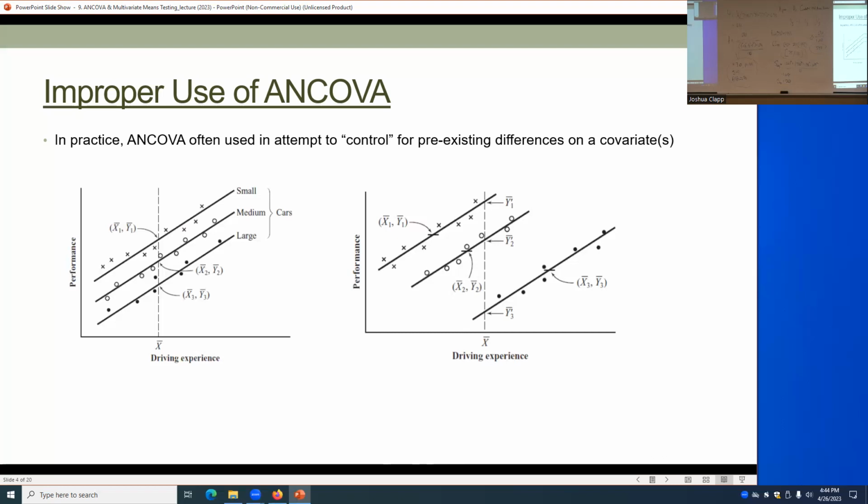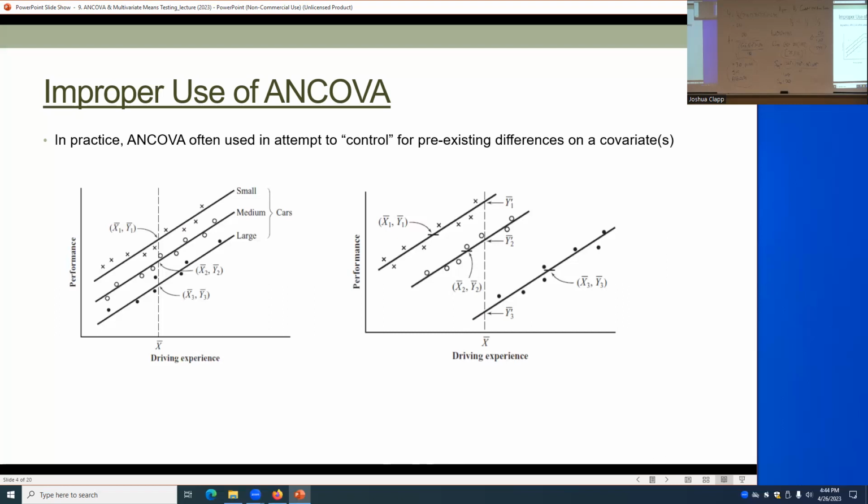But maybe people with smaller cars just don't have as much driving experience, right? Now if we're comparing in this ANCOVA and I control for driving experience, it has completely distorted this. My expected performance for people driving large cars at average experience is way down here, versus the expected performance for medium cars at average experience is here, and small cars is here. It has completely wrecked a reasonable comparison.